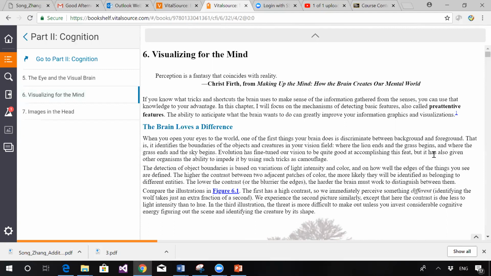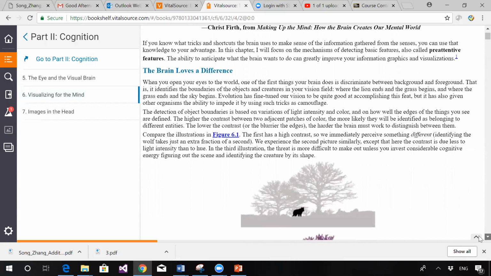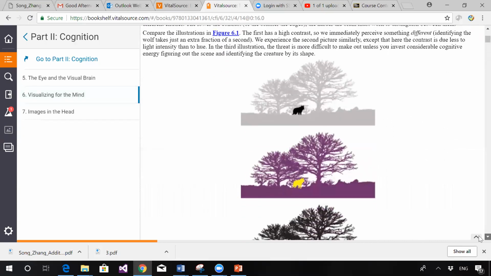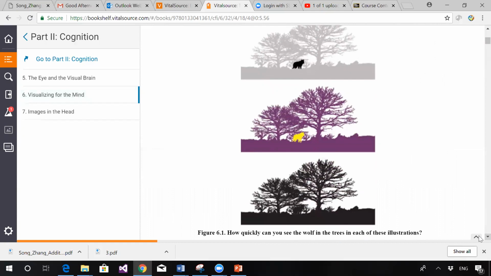At the beginning of this chapter, it started with an example showing the brain loves a difference. Please look at these two pictures. What do you see in the picture? How quickly can you see the wolf in the trees in each of these illustrations? I see a wolf pretty quickly in both of these two pictures, but in the third picture, I almost didn't see the wolf.